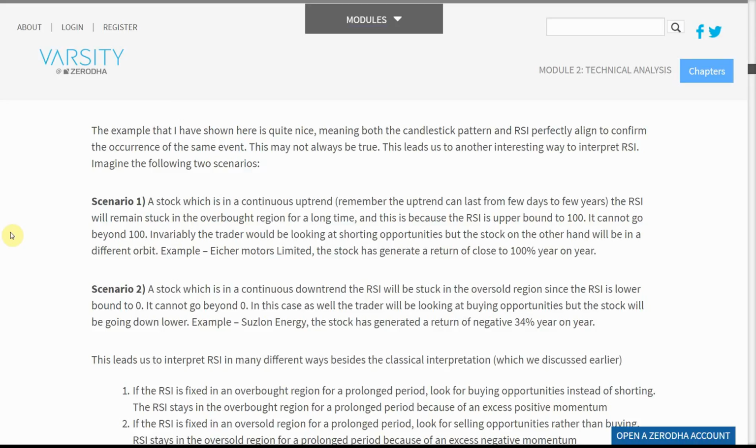Scenario 1. A stock which is in a continuous uptrend. Remember, the uptrend can last from a few days to a few years. The RSI will remain stuck in the overbought region for a long time. And this is because the RSI is upper bound to 100. It cannot go beyond 100. Invariably, the trader would be looking at shorting opportunities, but the stock, on the other hand, will be in a different orbit. Example, Eicher Motors Limited. The stock has generated a return of close to 100% year-on-year.